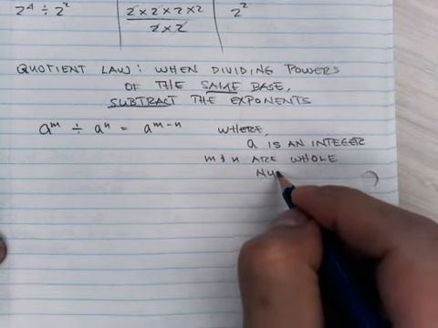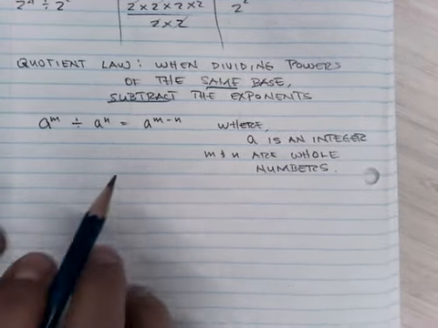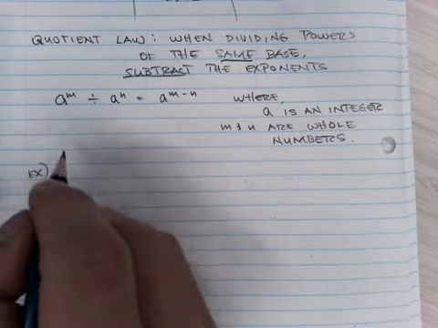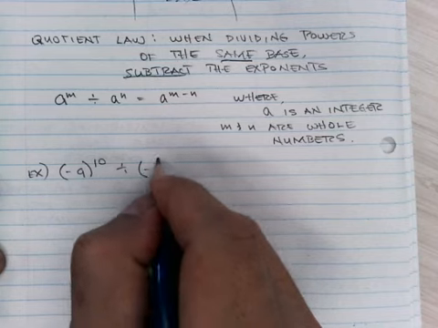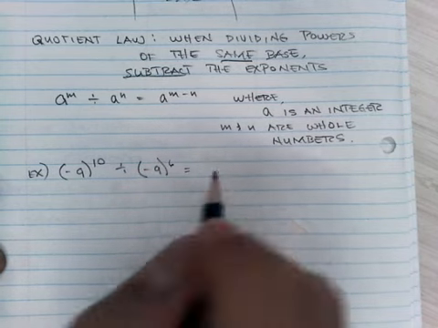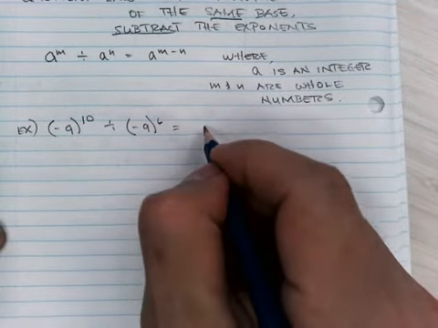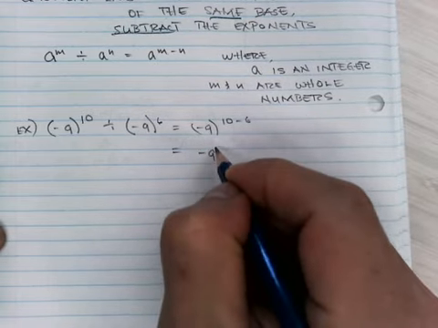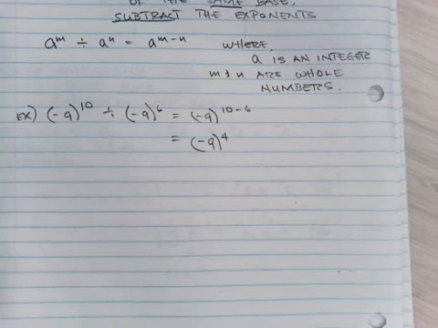So it's basically almost the same as the product law, except this time you're subtracting instead of adding. Okay, now let's try an example. Let's say -9 as a base to the power of 10 divided by -9 to the power of 6. What do you do with the exponent? According to the quotient law, you subtract the exponents. So this is -9 to the power of 10 minus 6, which will give you -9 to the power of 4. Hopefully it's straightforward.